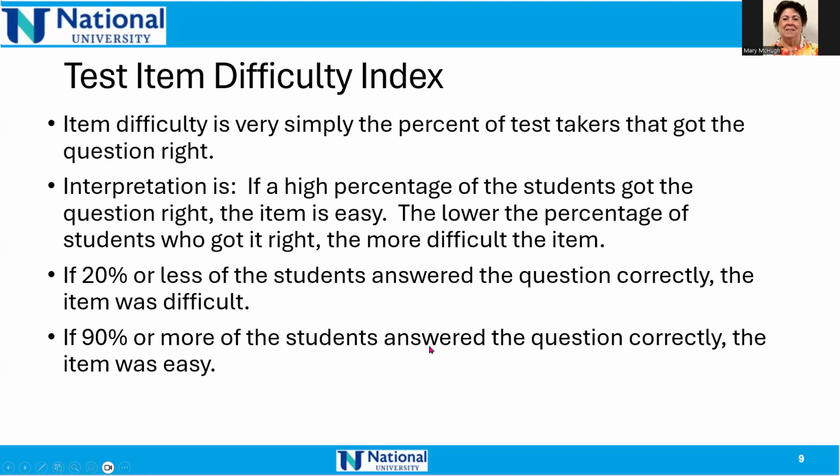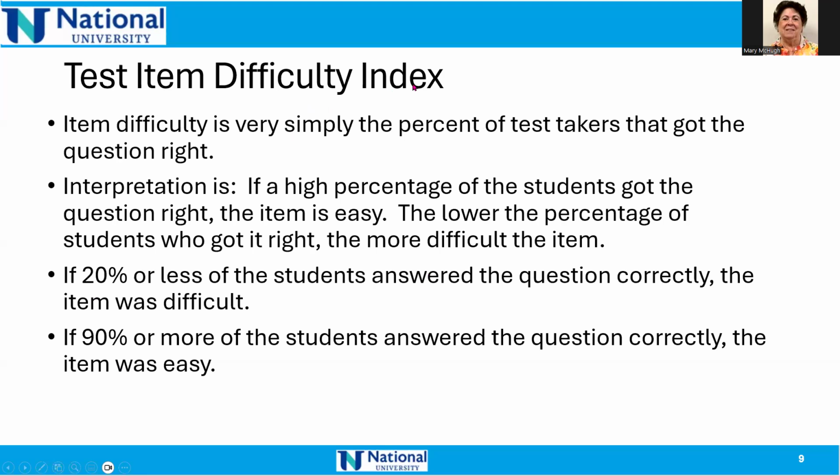So let's look at item difficulty, and that one is real simple. It's just the percent of test takers that got the question right. Now, if you're looking at a test in a single class, then the item difficulty is just whatever percent of those students got the question right. But if you want to take a look over time at how a particular test performs across several classes, then you may find that the item difficulty is a little different in each of the various classes.